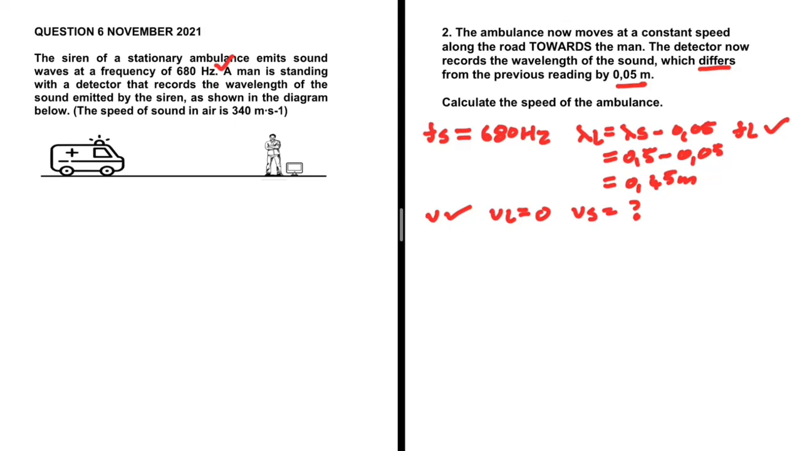So take a look at this. We're going to have our equation. FL is equal to V plus or minus VL divided by V plus or minus Vs, multiplied by Fs. So we have V, we have VL, we have Fs, we are looking for Vs, but we still don't have FL. We still don't have FL. So let's just go ahead and calculate FL.